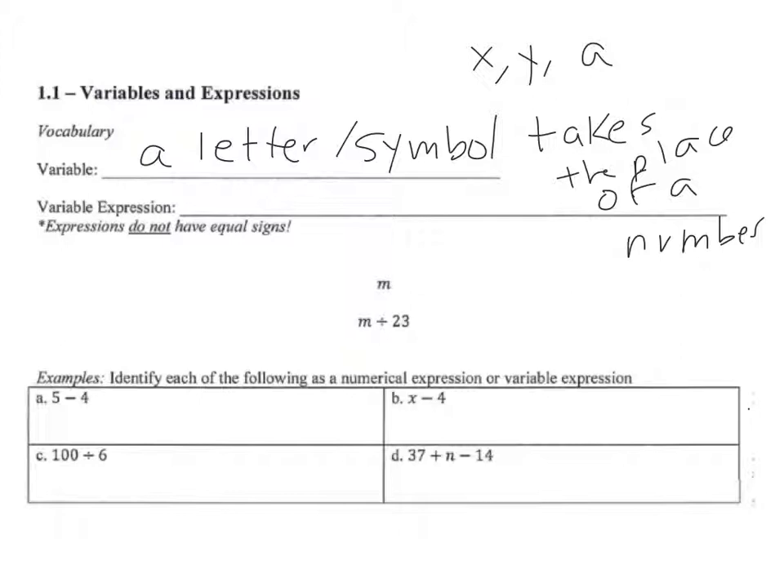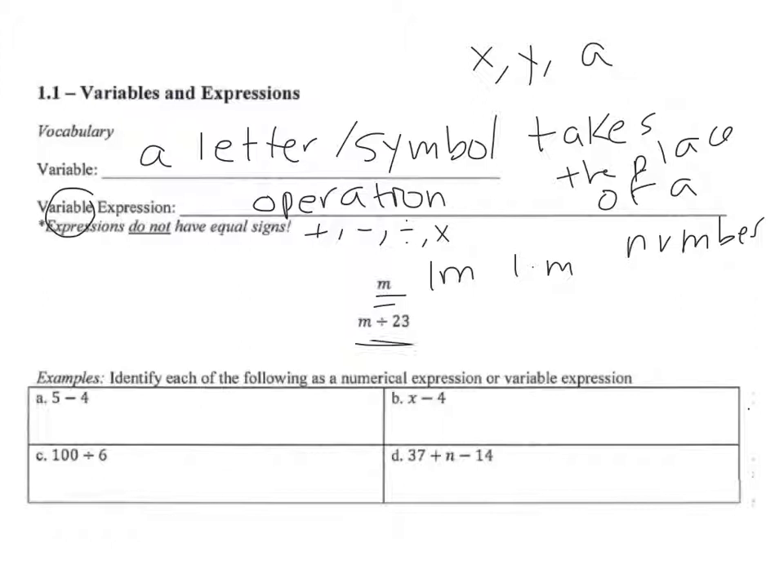A variable expression has an operation. An operation is plus, minus, divide, multiply. And it has a variable with it. So it has to have a variable and an operation. So this is a variable expression because it's m, and there's actually a 1 in front of there. So it's 1 times m. M stands for a number. This is m divided by 23.